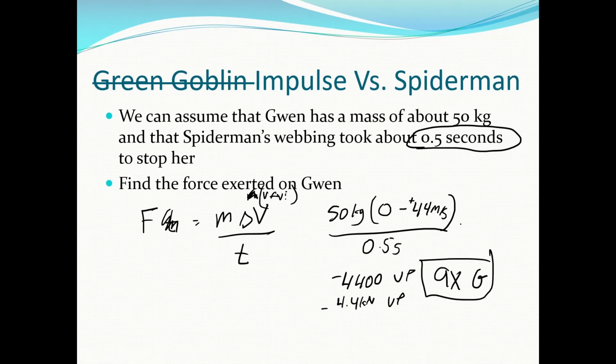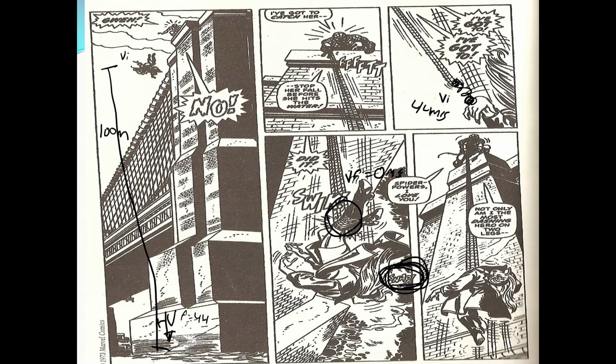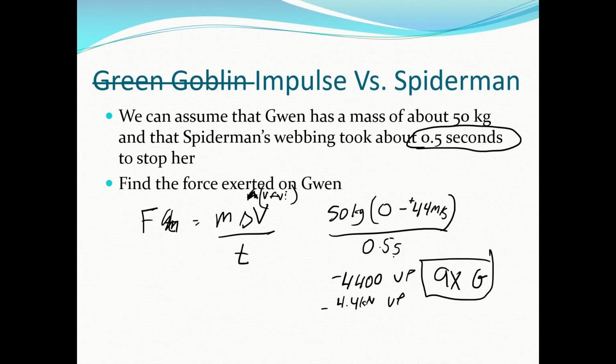That's a pretty big force. If this was a roller coaster, you'd be blacking out for sure. So most of this force goes to the weakest part in her body, and the weakest part in her body is her neck here. So she's experiencing 9 Gs. Her neck snaps. It makes sense that she would have died, right? So what can we do in order to stop Gwen Stacy from dying? How can we decrease this force, right?